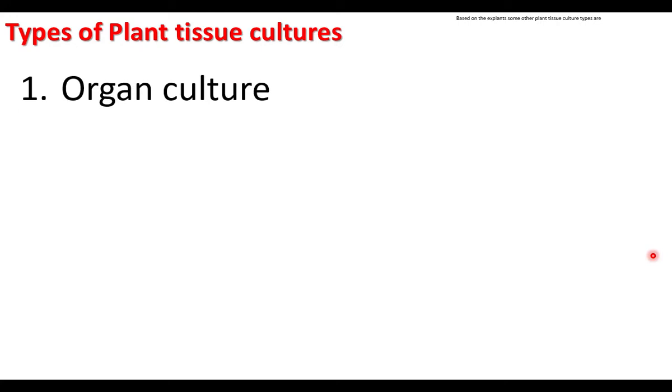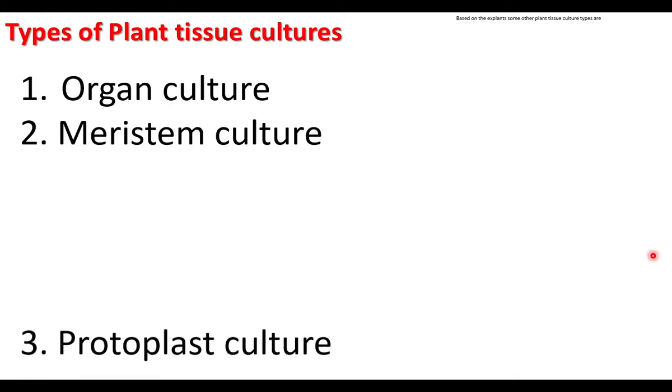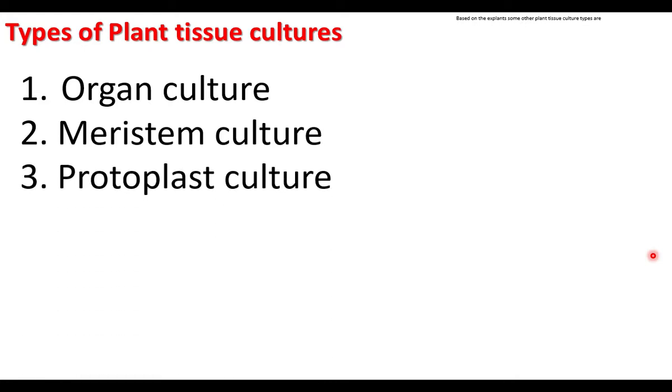Organ culture, here organs are cultured. Meristem culture, meristematic tissue is cultured. Meristematic tissue is used as explant. Protoplast culture, a plant cell without cell wall is called a protoplast. The protoplast is cultured in culture medium. Cell culture, individual cells are cultured in a culture medium. This is also called cell suspension culture.